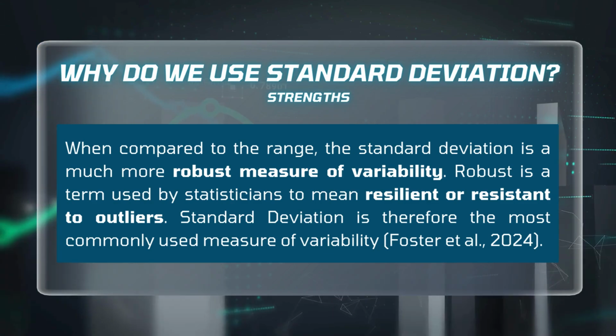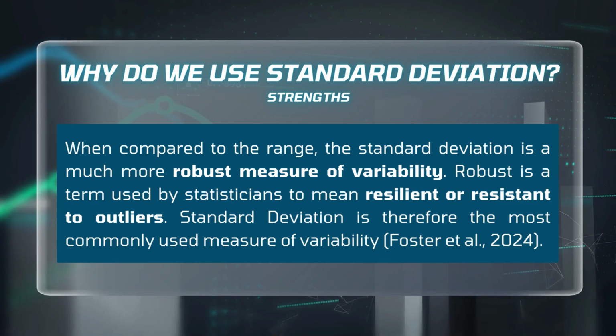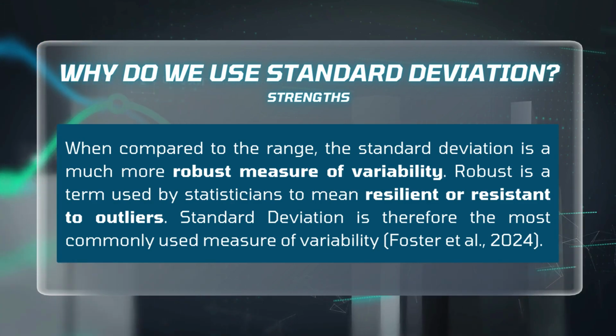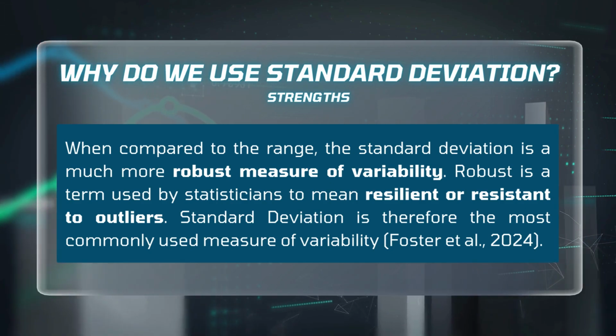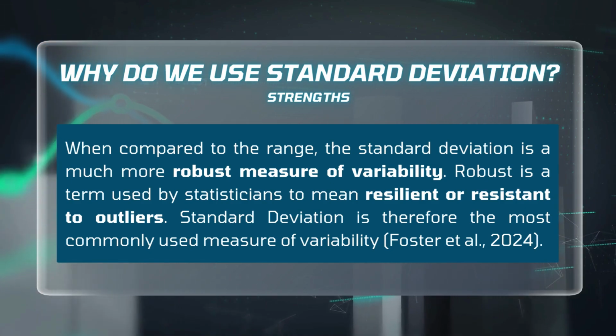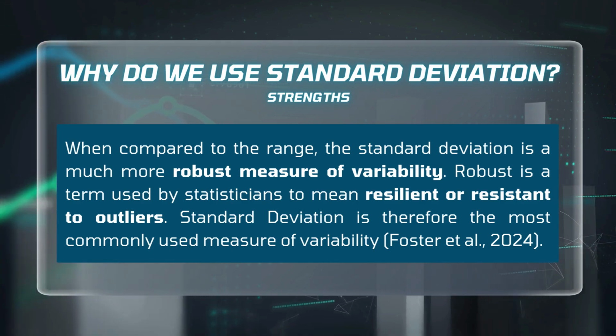When compared to the range, the standard deviation is a much more robust measure of variability. Robust is a term used by statisticians to mean resilient or resistant to outliers. Standard deviation is therefore the most commonly used measure of variability.